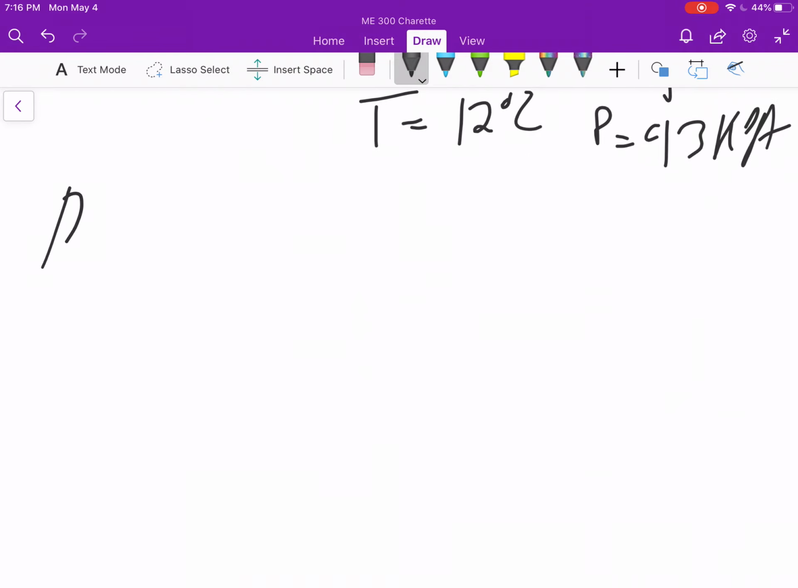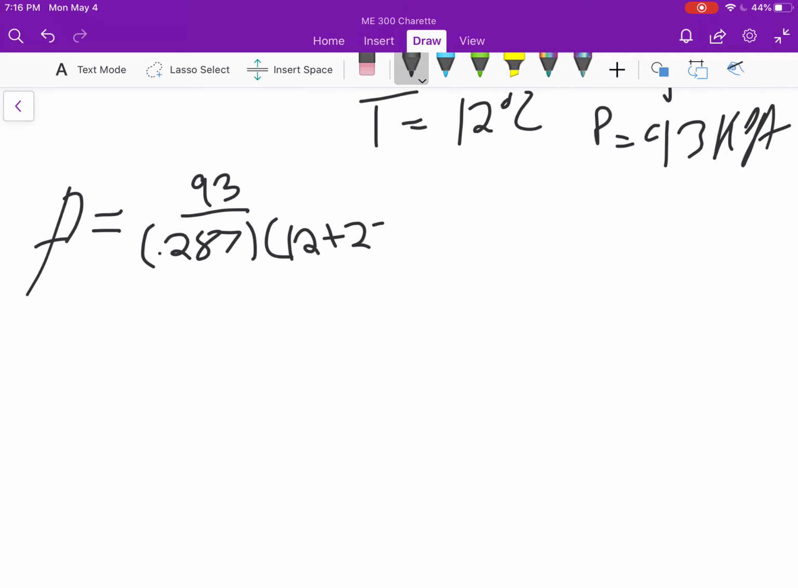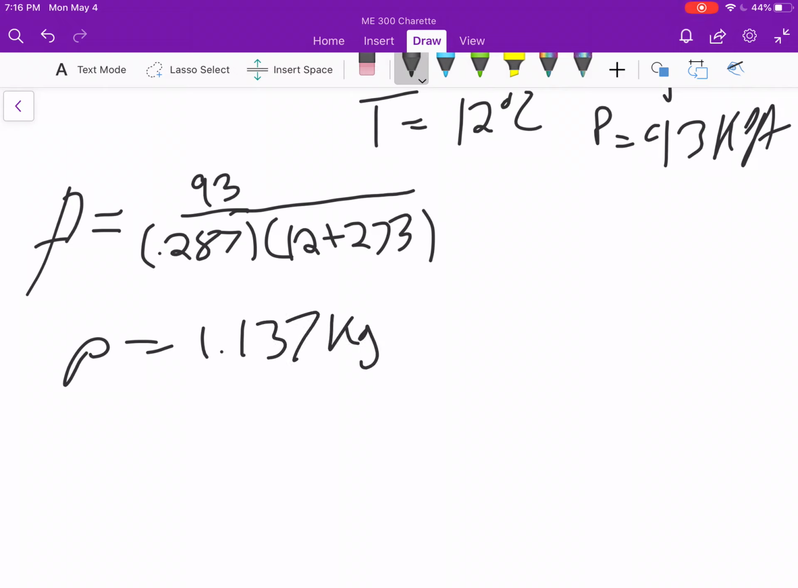Now, plugging these all in, we get 93 over 0.287 times 12 plus 273, because we want it in Kelvin for the ideal gas law. So our cool air density is going to equal 1.137 kilograms per cubic meter.